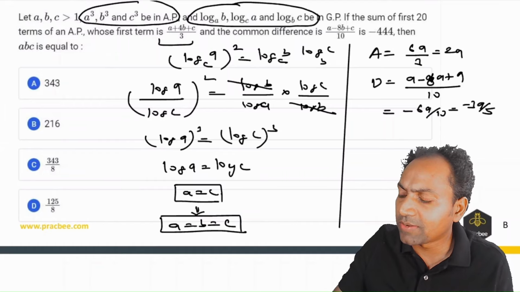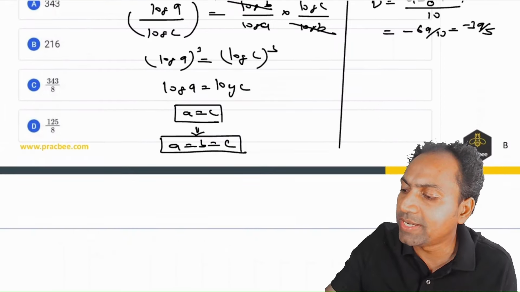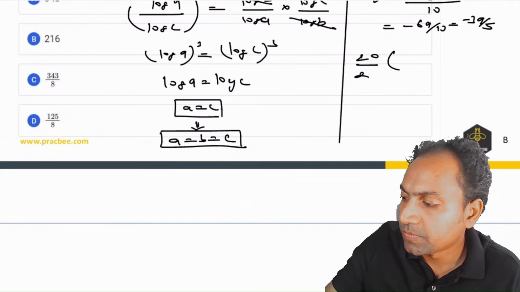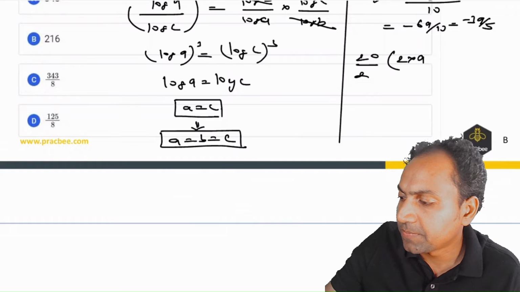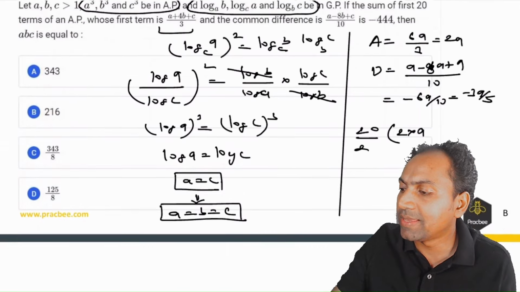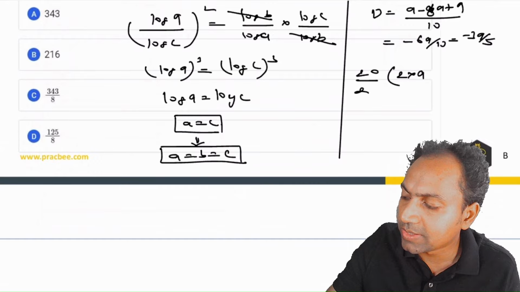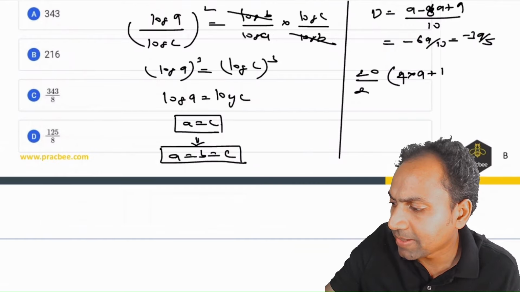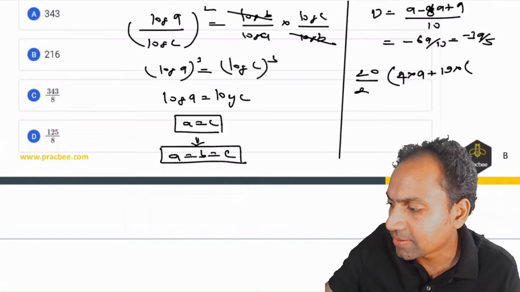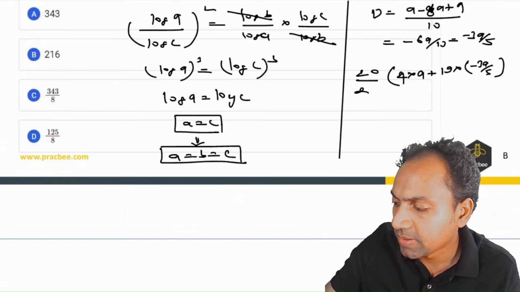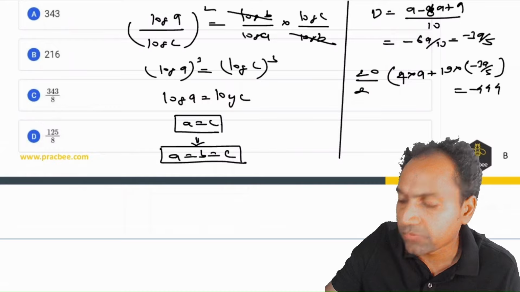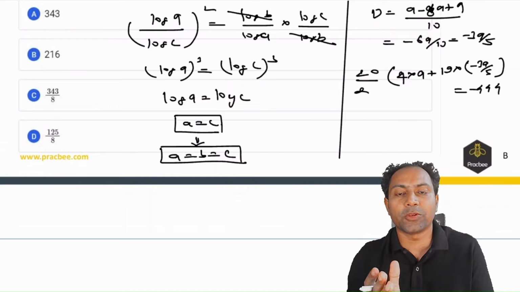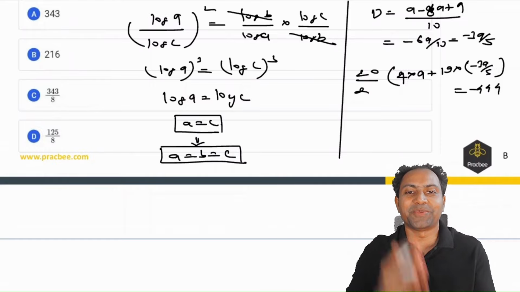Now, what they're saying is if I take the sum of 20 terms, the sum of 20 terms will become 20 by 2, twice of A, and A in this case was nothing but 2A. So let us take that also into consideration. So this will become 4A plus (n minus 1), that is 19, times D, which is nothing but minus 3A by 5, and this is equal to minus 144. This is given to us. So now our task is very simple: find the value of A and from there get the value of A into B into C.